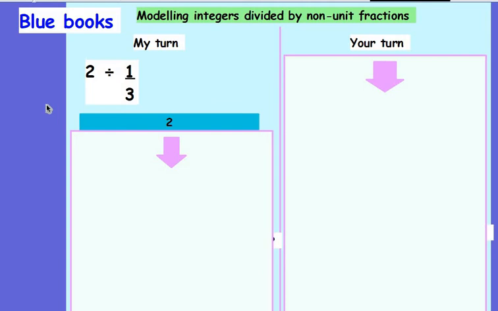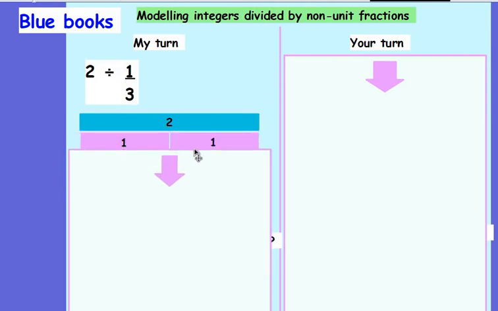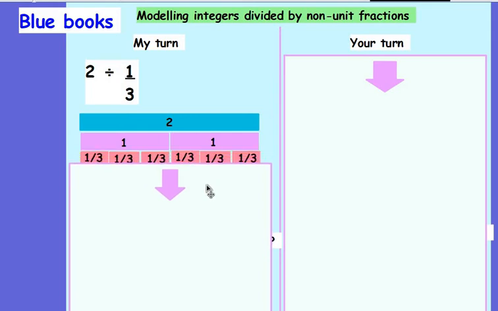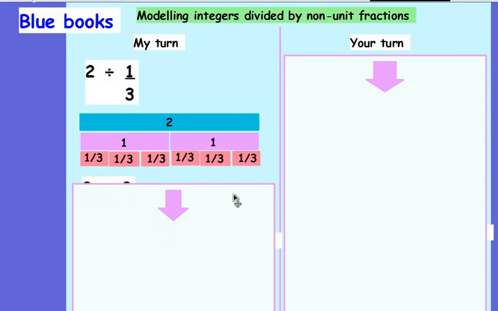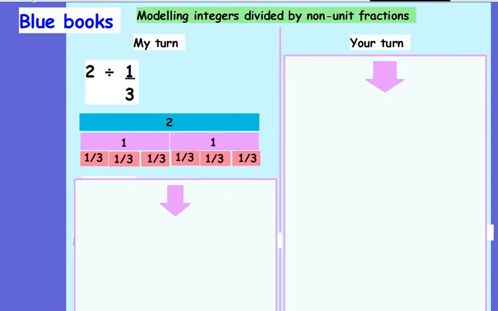We know we need a big bar representing my 2. I've split it into ones. I know that within each of those ones I can get 3 lots of a third. So I know that 2 divided by a third, or how many thirds are there in 2, is going to be 1, 2, 3, 4, 5, 6.